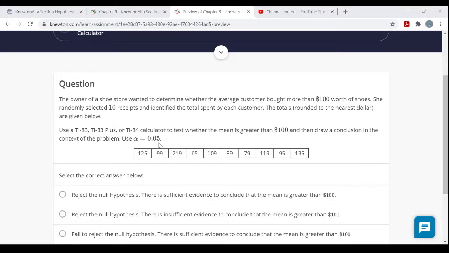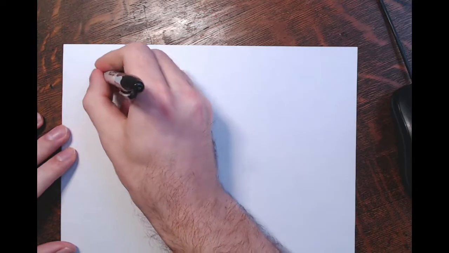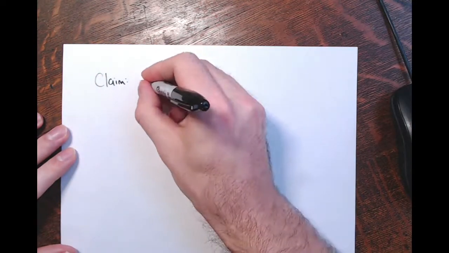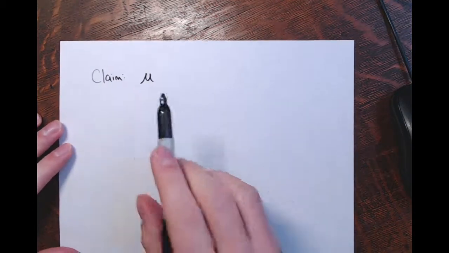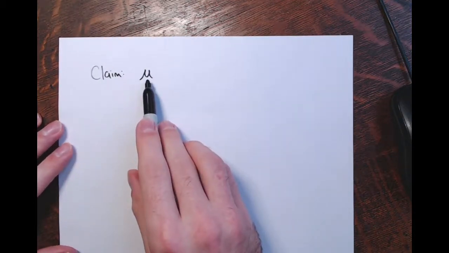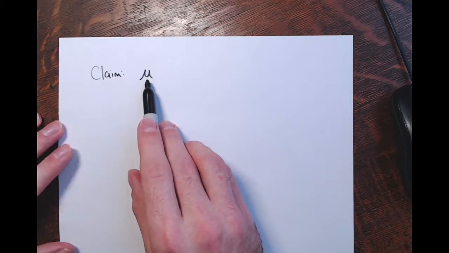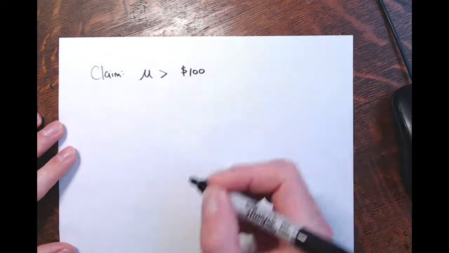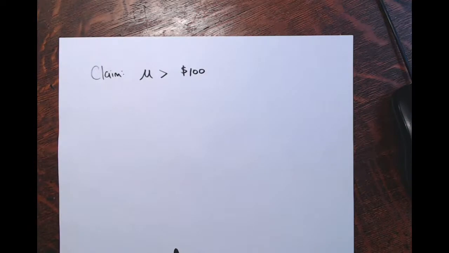Usually, like I do with most tests, you're going to go through the steps. The claim that we're testing, and I'll say mu here, is that mu is the average amount spent by customers at this shoe store, all customers, the whole population. We're testing whether the mean is greater than $100. So the claim is that the average amount spent by customers at this shoe store is over $100 per person.